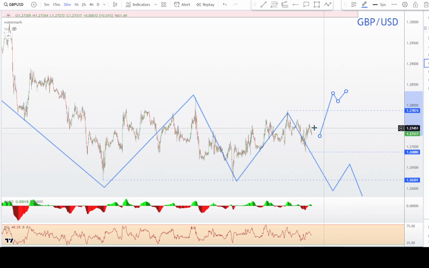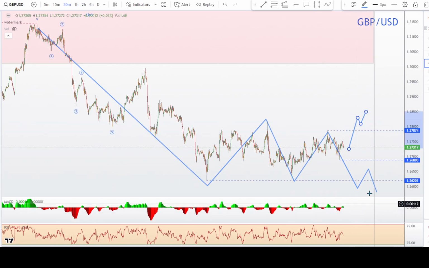Oh wait, no, we need 5 waves. We already got the A and the B. So then this would be 1, 2. Yeah, that's right. 3, 4, and 5. And then you'd have your A, B, C, and then down. So I still see more down in the pound.